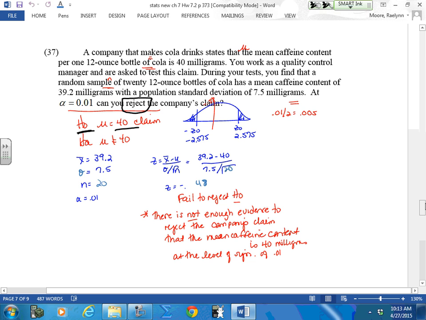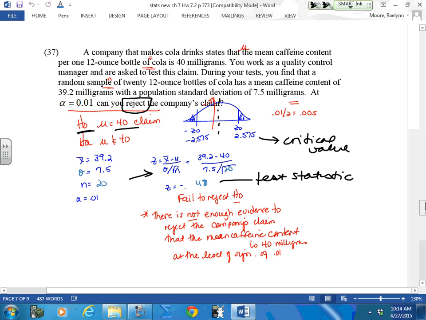This is your test statistic. This is your critical value. This is your test statistic. This is from your test information, your sample of 20. After you find your z-score, just look to see where it falls in your sketch. So negative 0.48 falls right here, pretty close to the 0, doesn't it? So you're going to fail to reject H0.